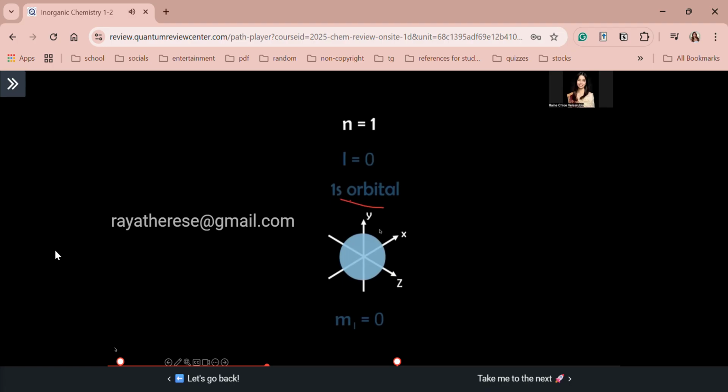So nag-iisa lang ang orbital for an s subshell. And the shape of the s orbital is spherically symmetric, like this. And the designated magnetic quantum number for that is equal to 0. Okay? Recall guys, the m sub L represents the possible orientations of the orbitals. For 1s, isa lang ang possible orientation.